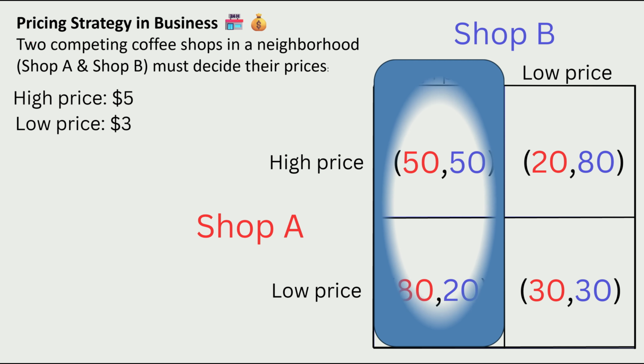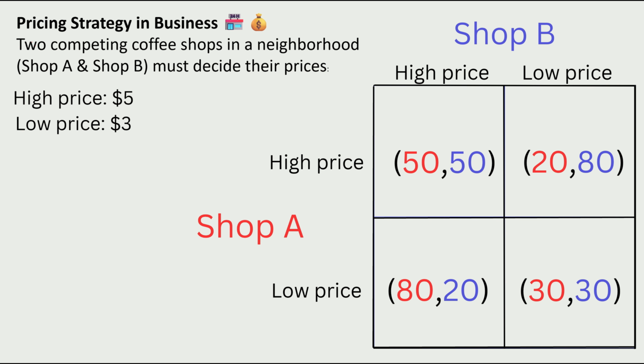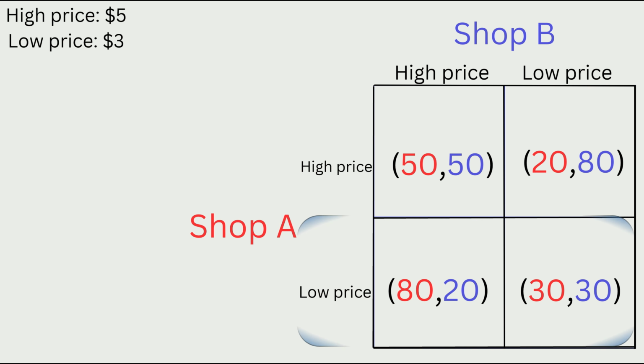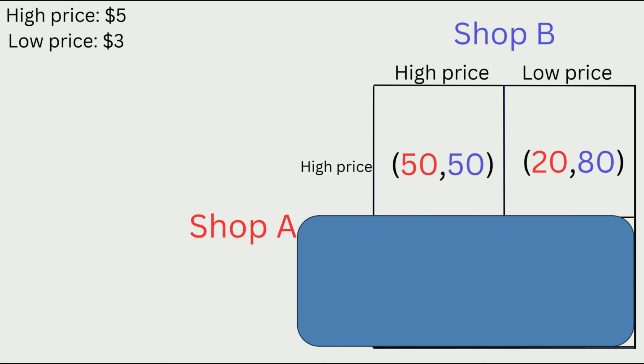Now we can look into shop B's perspective, right? So if shop A charges high price, shop B has two options, which is to also charge high price or charge low price. Now we are focusing on the numbers in blue here for shop B. Because $80 revenue is greater than $50 revenue, shop B would charge low price when shop A charges high price.